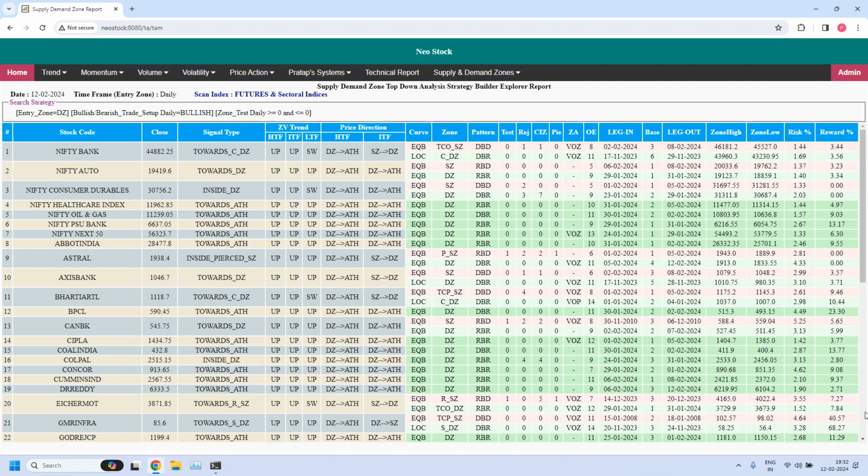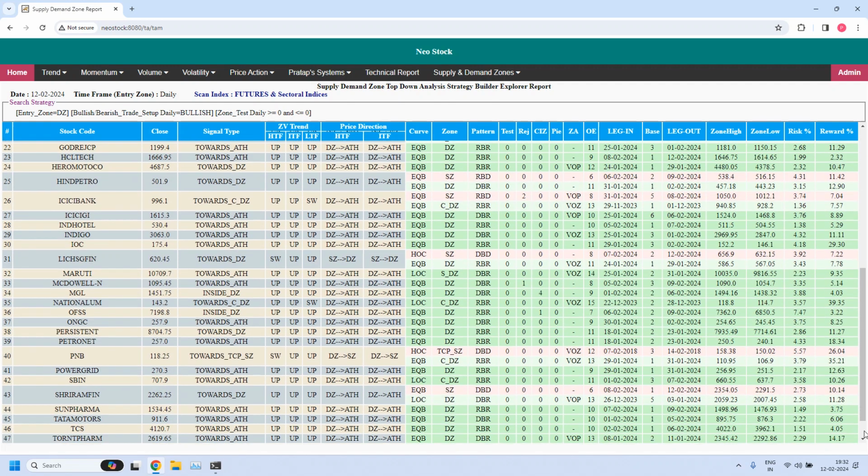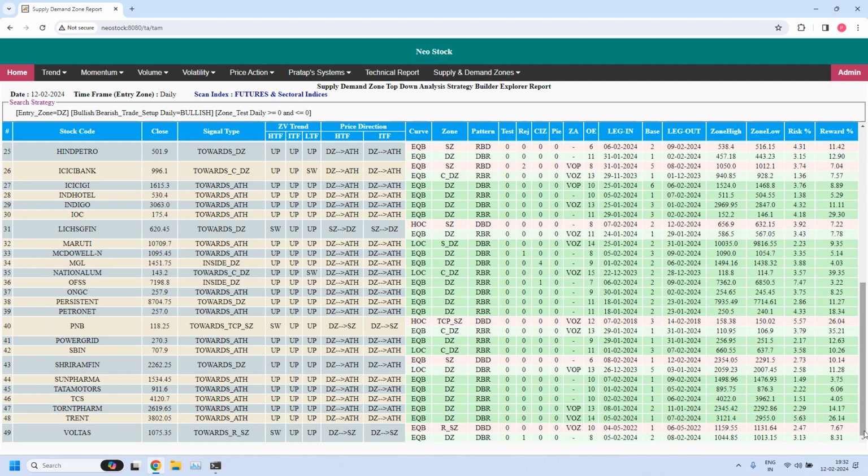Let me scroll down. See, from 98, the list is reduced to 49. So all these 49 stocks are supporting a bullish trade setup with test count as 0. That means fresh zones, especially the demand zones, because our focus is on demand zones. That is our entry zone. Okay, but still 49 is a big number.